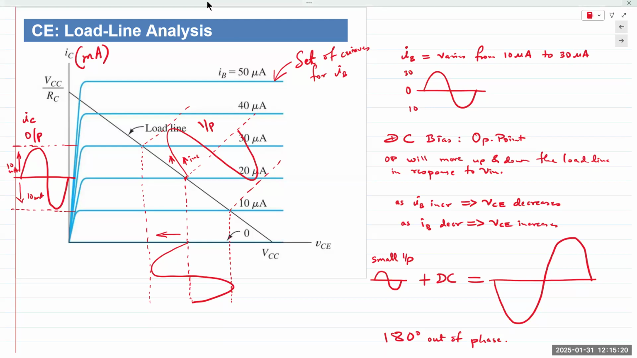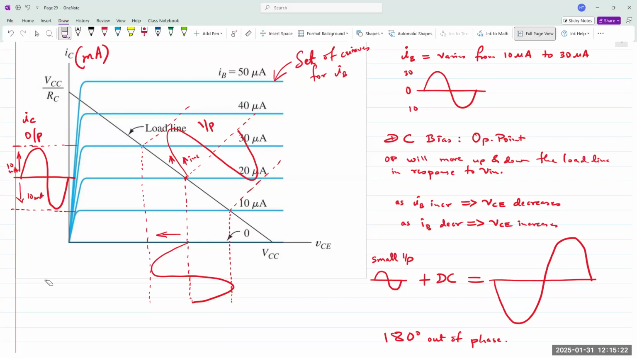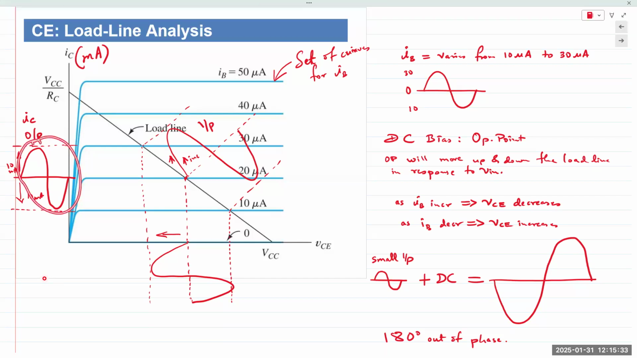And so again, this is not the example. This is just random numbers for explanation purposes. So microamps results in milliamps of output, and the shape of the output follows the shape of the input. So that's the second thing. The third thing is VCE, the output voltage.